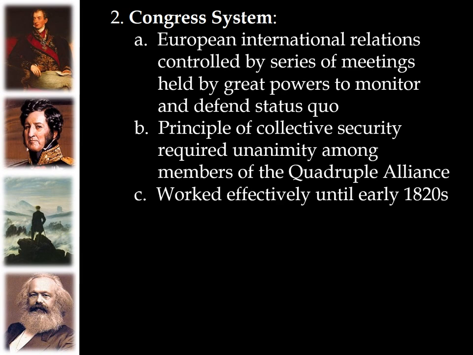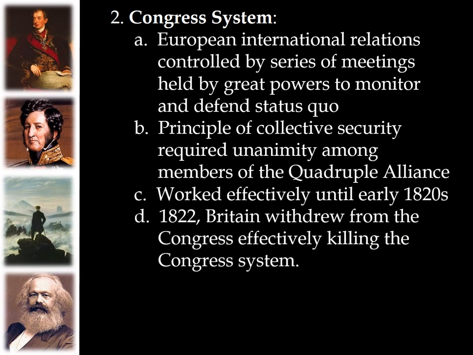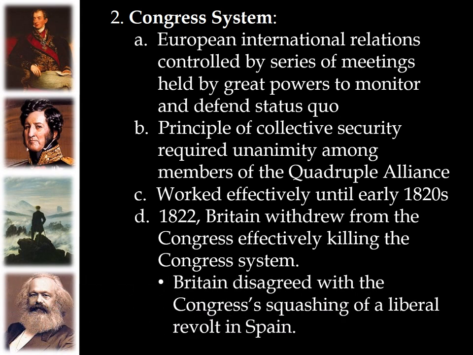It worked effectively until the early 1820s. Then that unanimous nature started to fall apart. In 1822, Britain withdrew from the Congress, effectively killing the Congress system. Britain disagreed with the Congress's squashing of a liberal revolt in Spain that would ultimately benefit them trade-wise and hurt France.